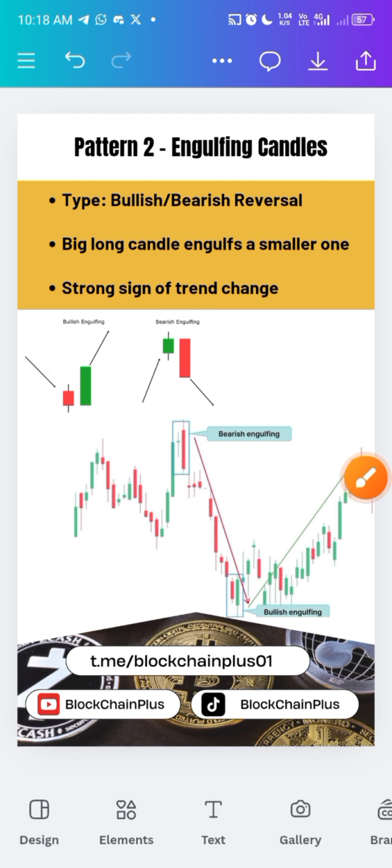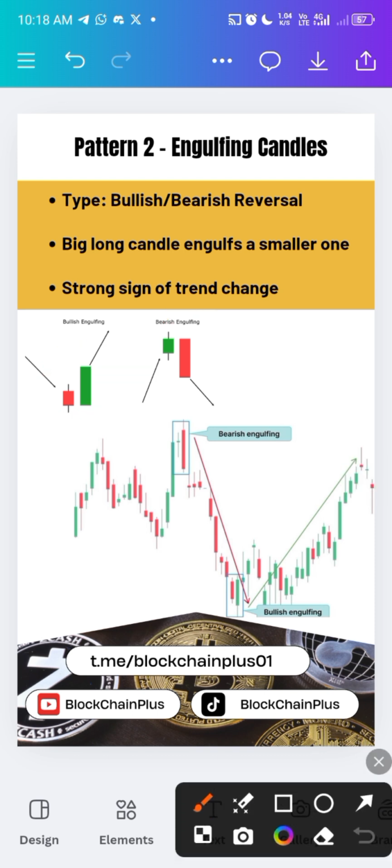So let's look at the types. We can see that we have two major types, the bullish and the bearish reversal engulfing candles, right? Then how do they form? You see them with a big candle engulfing a smaller one. This shows a sign of strong reversal. If you see this engulfing candle in the market, it shows a very strong sign of trend reversal. There is no two ways about it, especially if it is happening around the support or resistance region.